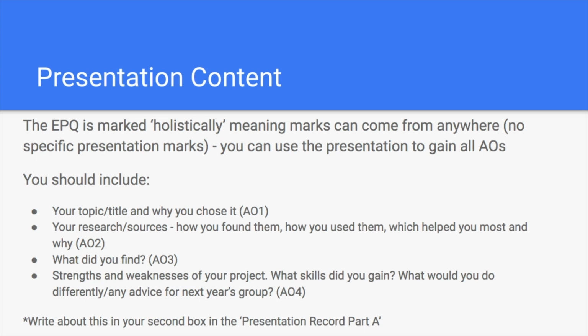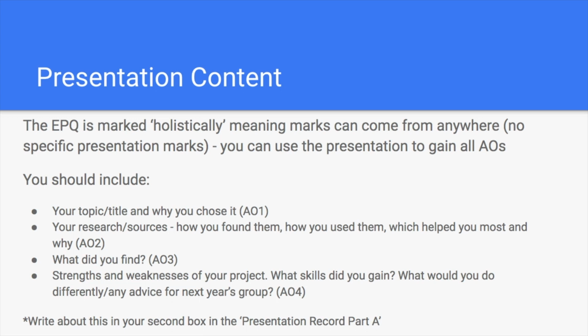You can talk about your topic title, how you chose it, your plan, your timing. How did you set yourself deadlines? That would come under the AO1 banner. You then talk about your resources. What sources did you use? What was most beneficial and why? And evaluate your sources. Why is this a good source compared to that one? That's AO2. AO3, what did you find? This is you talking about your project. And then AO4, strengths, weaknesses, the skills that you've gained from it. So all those sorts of marks are available from the presentation.